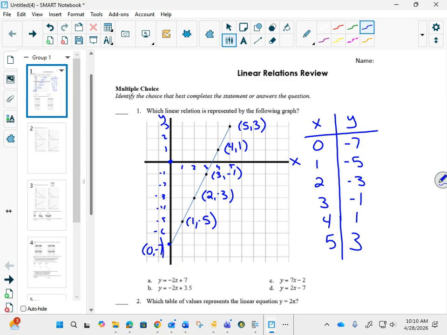And the reason the table of values is really helpful is because that is what we use to create equations when we were doing our patterns. Do you notice the jump here? It's 2, 2, 2, 2, 2, 2. Exactly. Always going up by 2.